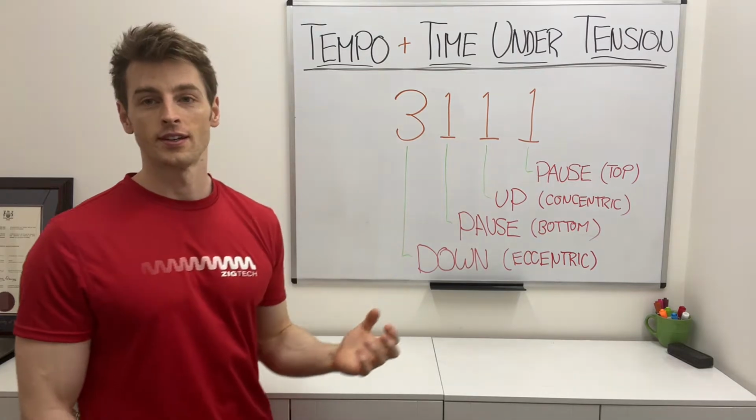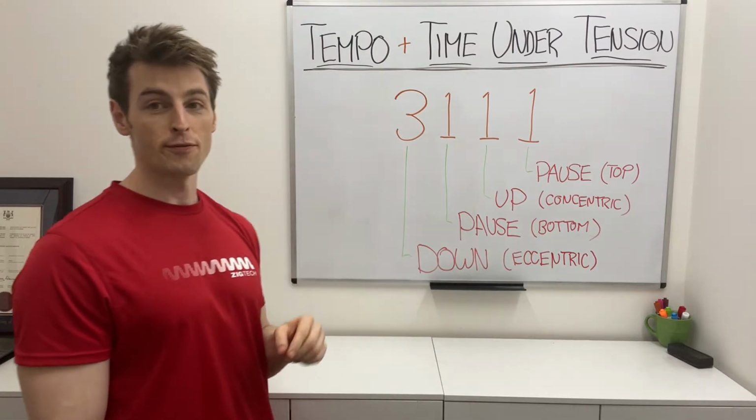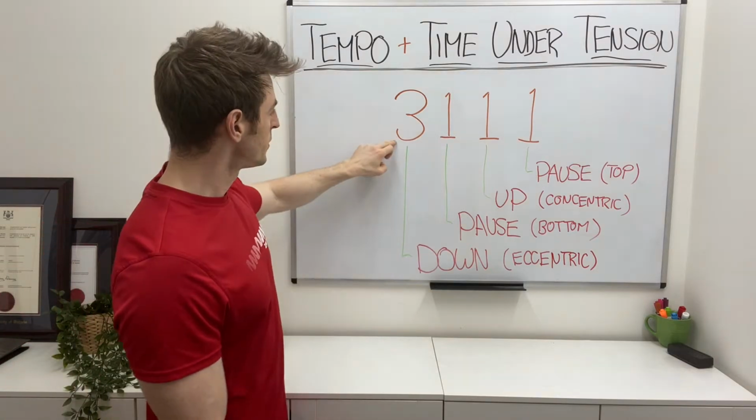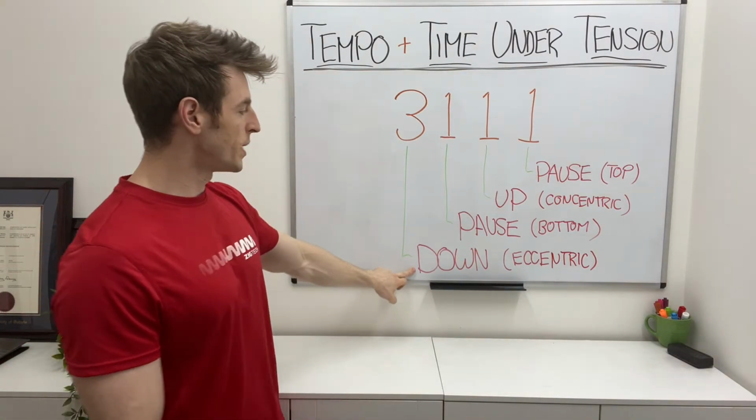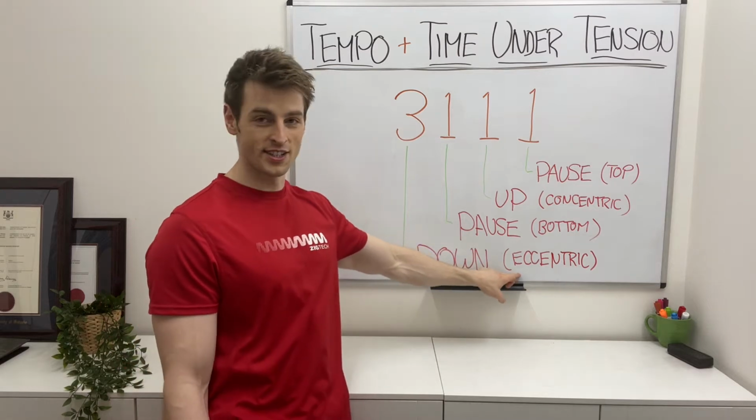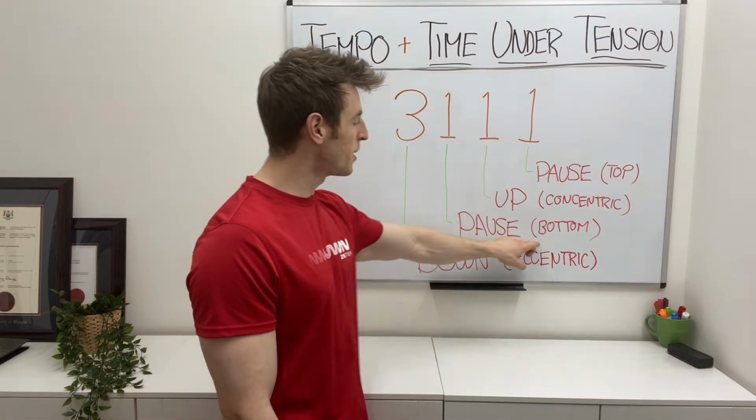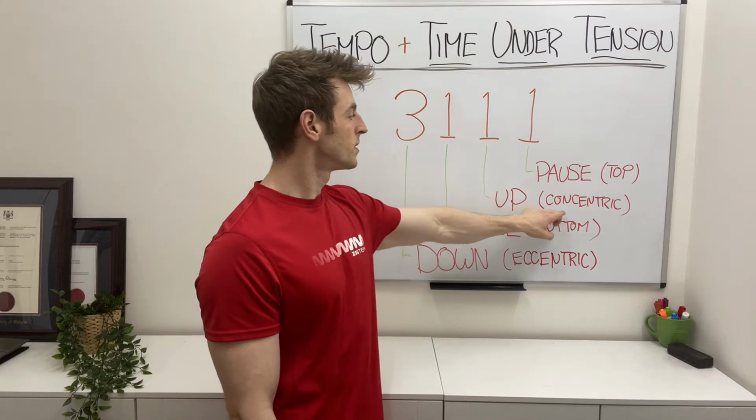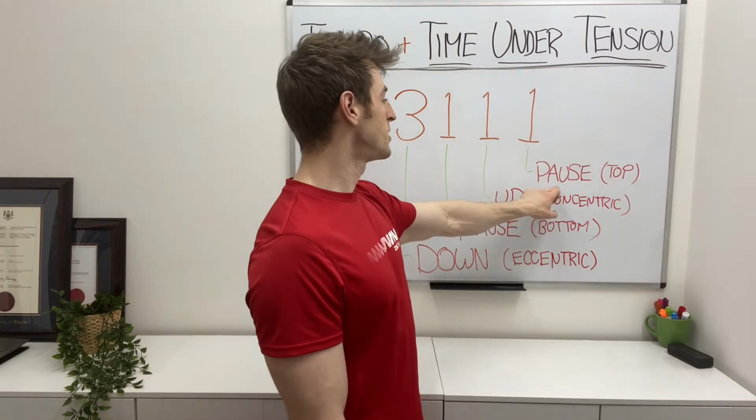In a movement, in one single rep, you have 4 segments. The first segment is the movement on the way down. In technical terms, that's eccentric. Then you have a pause at the bottom. Then you go up, concentric is the technical term, and then you pause at the top.